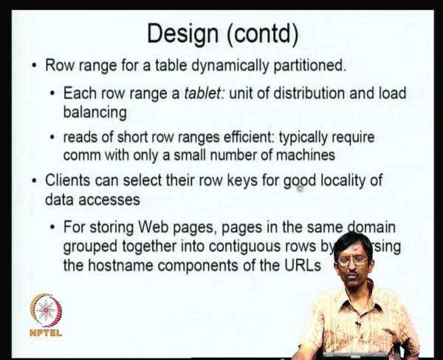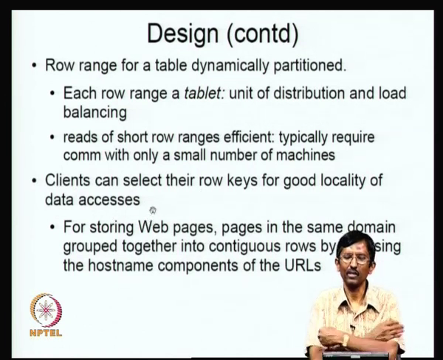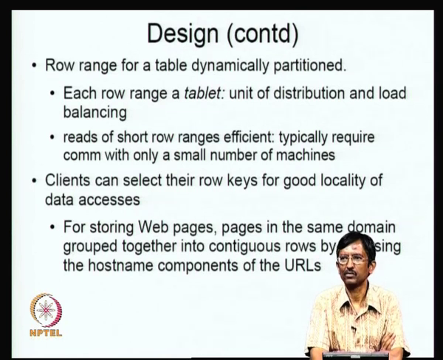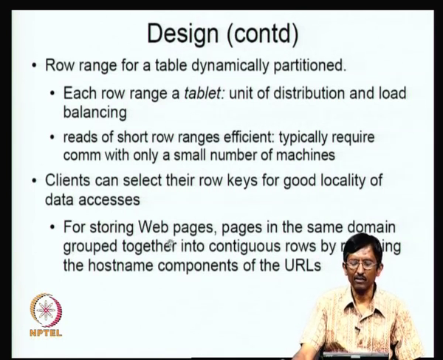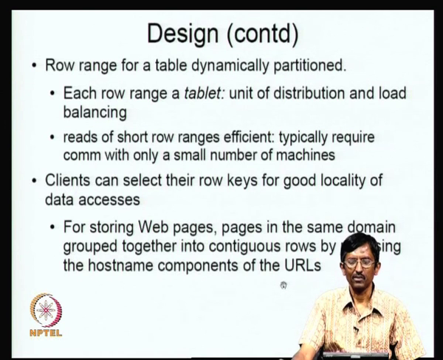Clients can select the row keys for good locality of data accesses. Again, the client is given complete control about how they can order things. For example, if you are storing web pages, the way you can get locality is to reverse the URL. If you reverse the URL, the last component is basically the site name, right?